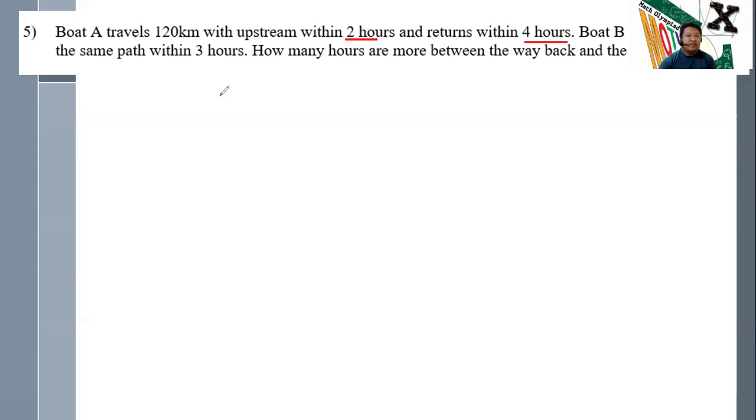So how do we solve for this one? So first things first, we will try to know how much is the speed of the water for this case. Because for this one here, 120 divided by 2, that means that the speed going down with the stream is 60 kilometers per hour, because speed is equal to distance over time. I think you know this one already. So 120 divided by 2 is the speed of the boat with the water. So that's 60 kilometers per hour, right?